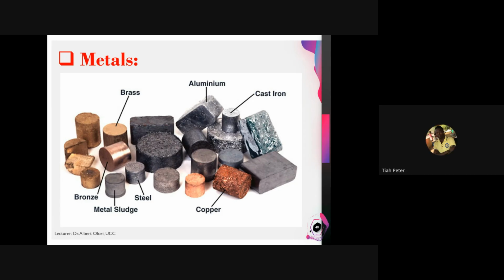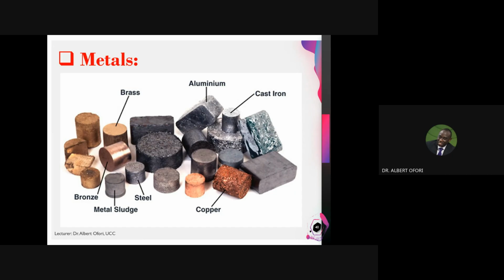And of course, metals are shiny. If they are shining, what's the term given to that? They are lustrous. Well, lustrous or lustrous? How is it spelled? Is it lustrous or lustrous?